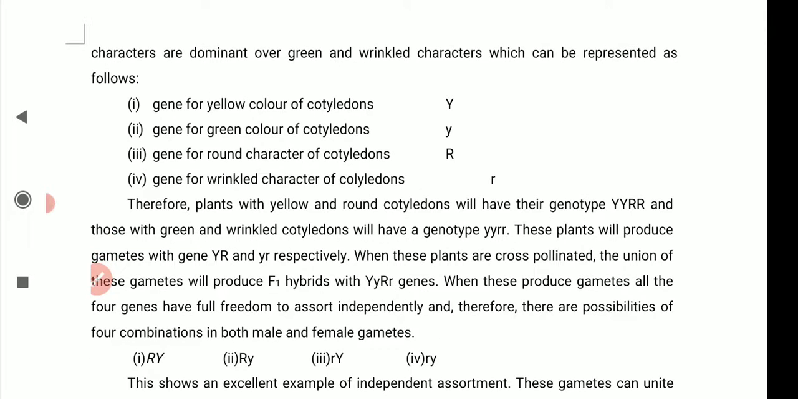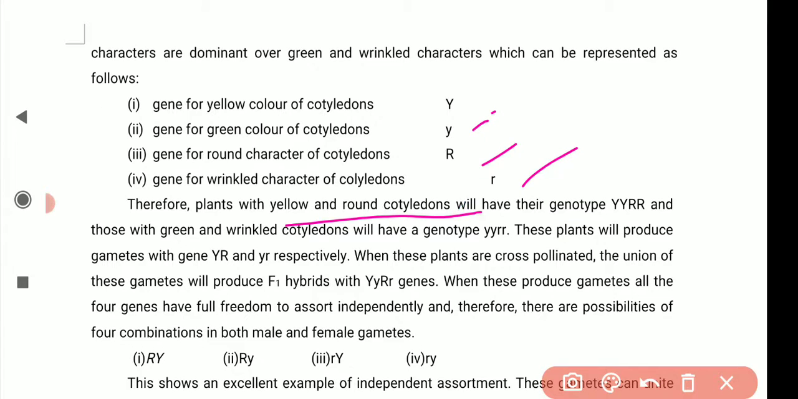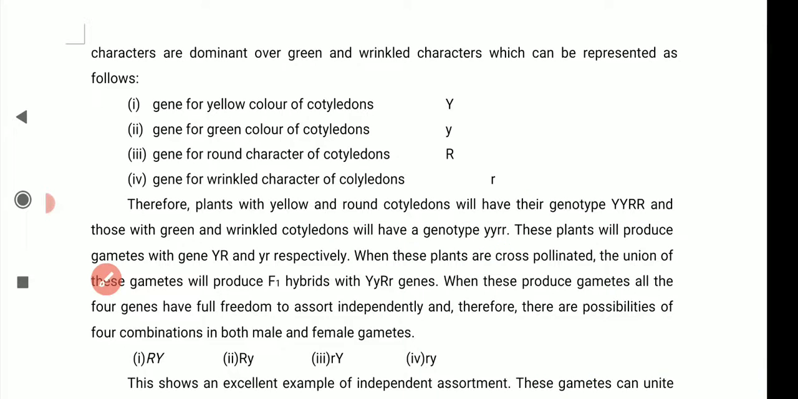Okay, so these are the notations. The gene for yellow color is denoted by capital Y. The gene for green color is denoted by small y. The gene for round shape is denoted by capital R, and the gene for wrinkled shape is denoted by small r. Therefore, plants with yellow and round will have genotype capital Y, capital Y, capital R, capital R, and green wrinkled small y, small y, small r, small r. That I have shown you just now. I have drawn it with my finger.